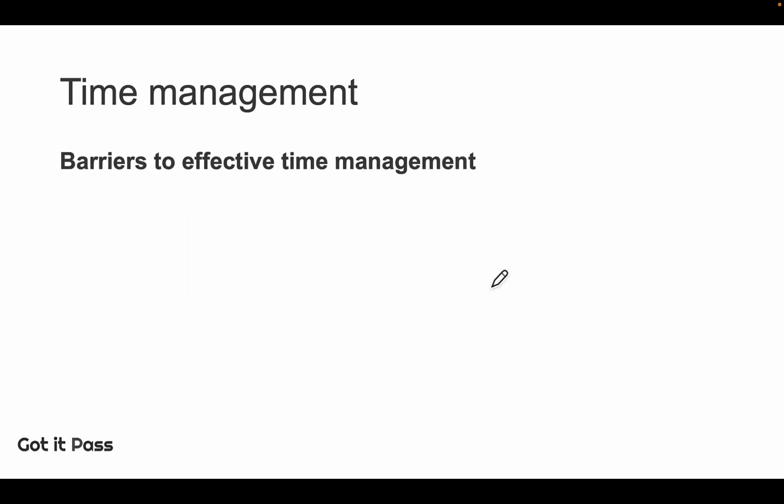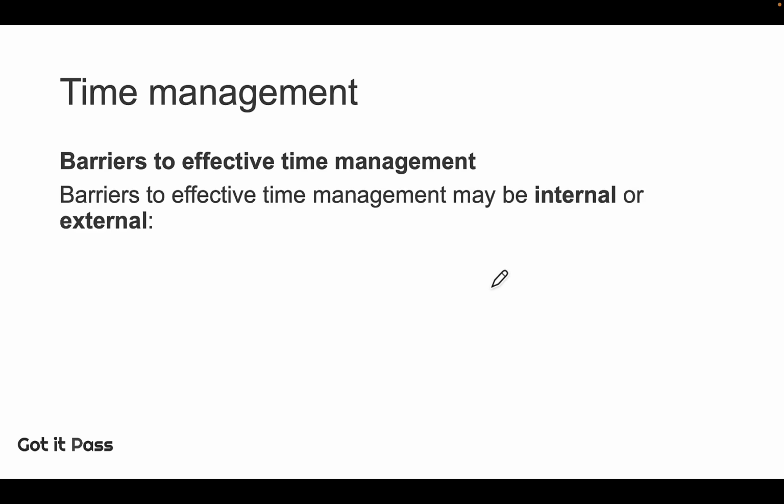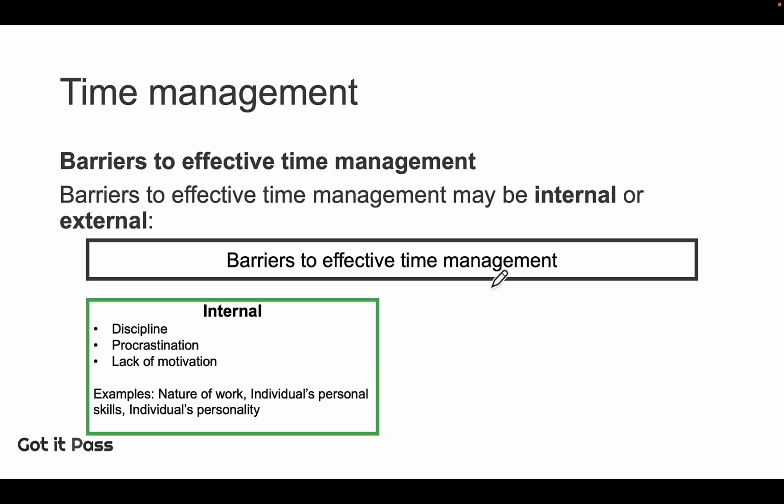So after sharing on time management, what time management is as well as how to manage time effectively, we talk about the barriers to effective time management. The barriers here, we divide them into internal and external parts. For internal parts, the factors or barriers are like self-discipline and procrastination. It means that you delay the task, you just postpone it, sometimes without reasons, and lack of motivation.